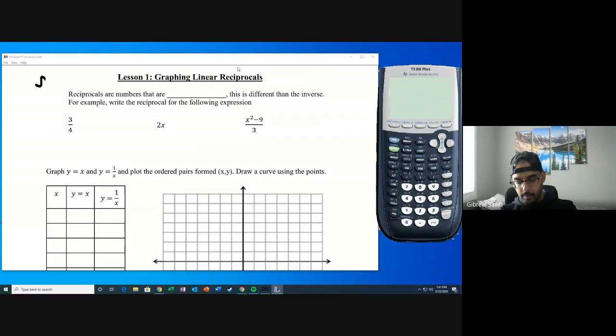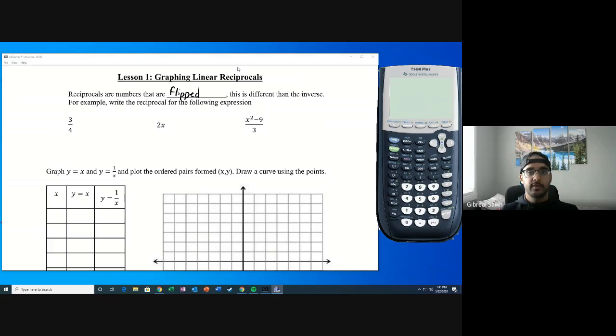Okay, folks, welcome back. We're going to talk a bit about reciprocal functions today. So we've learned before what a reciprocal is. For example, if you've got a number like 3/4, the reciprocal of it is basically going to be the flipped version. Okay, so these are going to be numbers that are flipped.